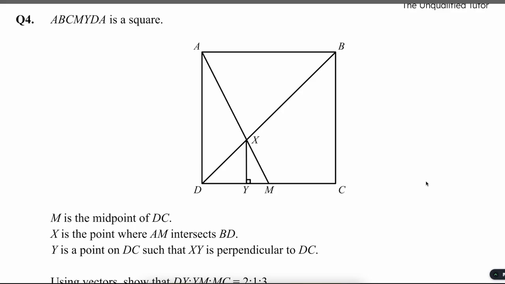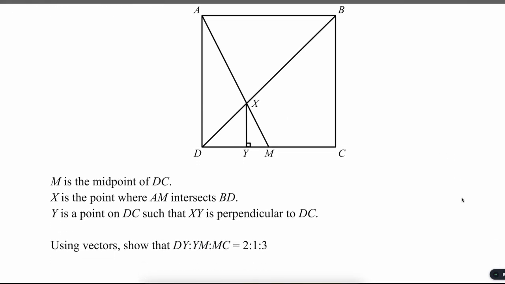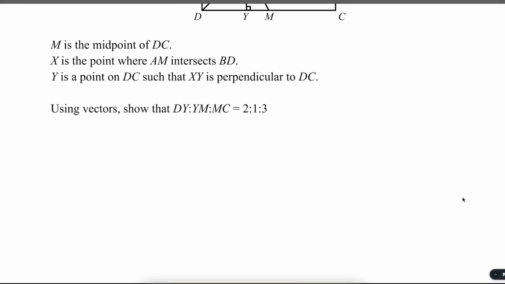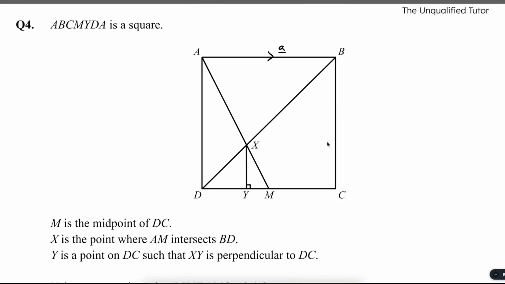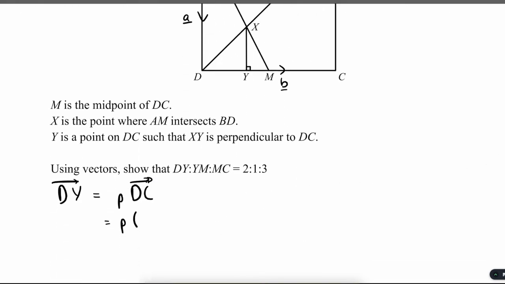ABCD is a square, M is the midpoint of DC, X is the point where AM intersects BD, Y is the point on DC such that XY is perpendicular to DC. Using vectors, show that DY to YM to MC is 2 to 1 to 3. Okay, so with this question, we're going to call this A and we're calling this B. So using vectors, we need to show that DY to YM to MC equals 2 to 1 to 3.